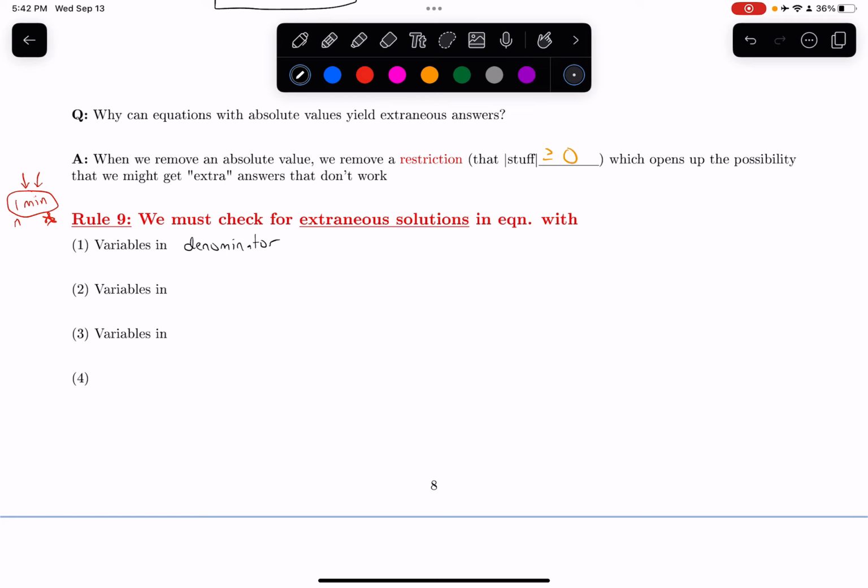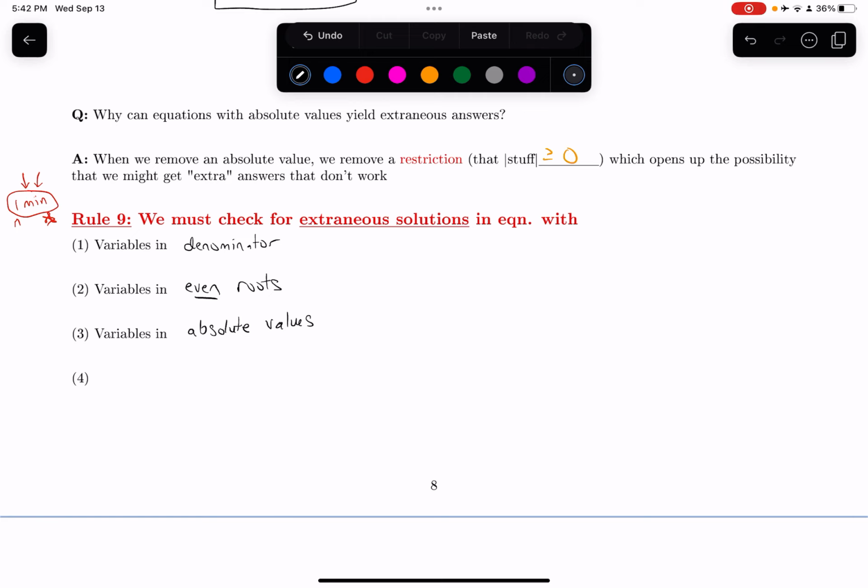The second situation we saw was if we had variables inside of even roots. Those are things like square roots or 4th roots or 6th roots. I have to check for extraneous solutions. The last situation we've seen so far is when we had variables in absolute values when we're solving our equation. There again, we had to check our answers at the end to see if they're extraneous.